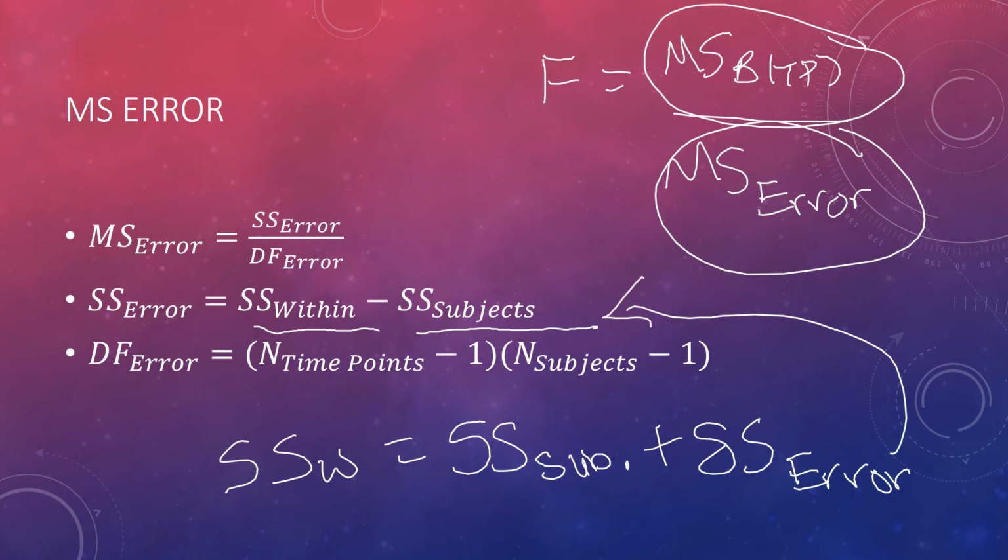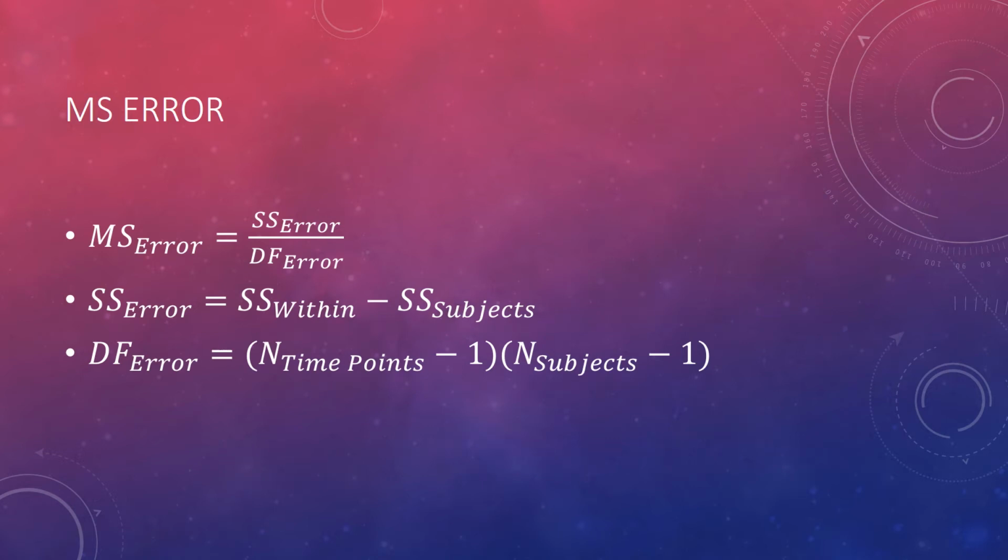And then degrees of freedom error, a little bit weird, but you get the number of time points minus 1 times the number of subjects minus 1. We'll go through an example here.